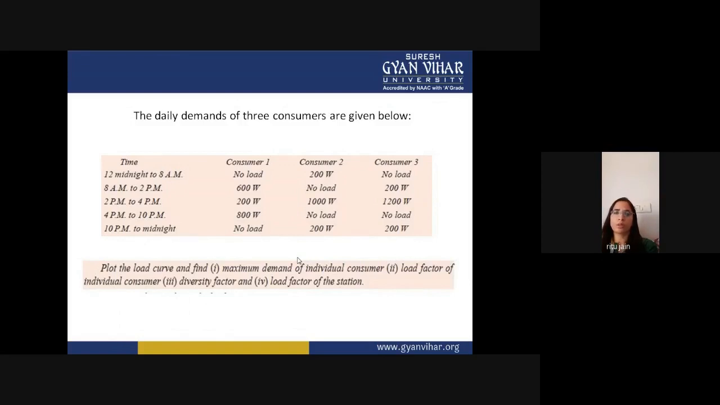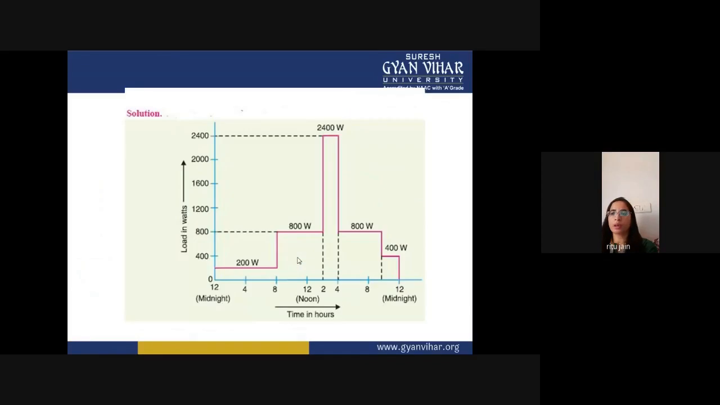requires 200 watt. So now the question is that first you have to plot the load curve, then find out the maximum demand of each individual consumer, and the load factor of each individual consumer, the diversity factor, and the load factor of the station. Okay, so first we have to plot the load curve. By simplifying this table, we can plot the load curve.